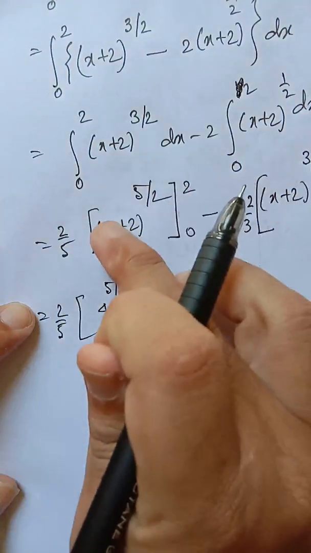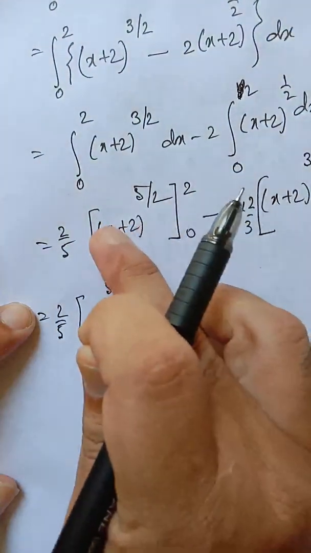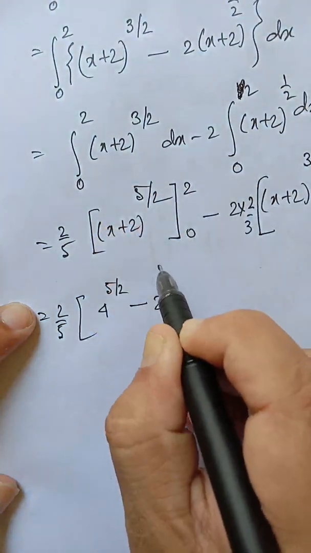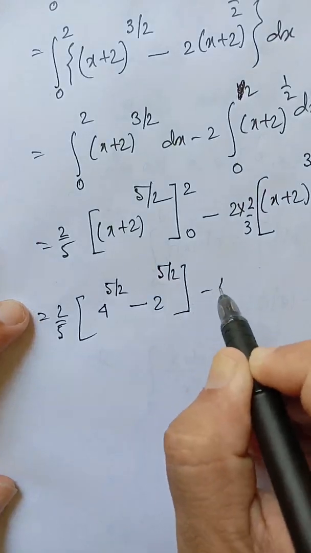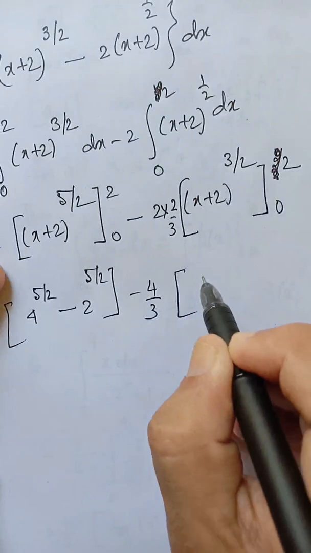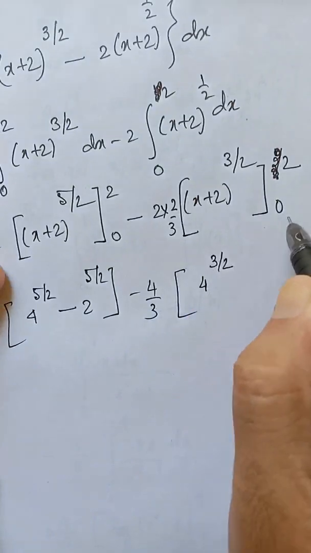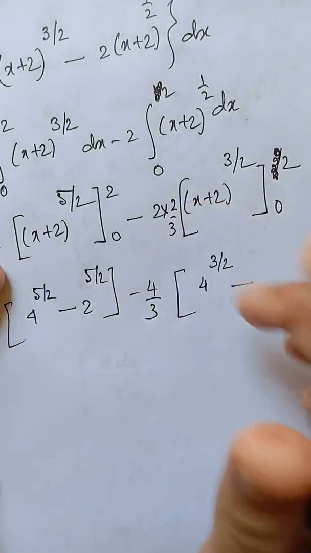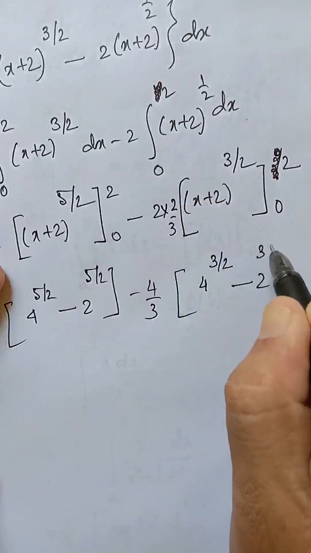First we will put x equal to 2, minus, we will put x equal to 0. It will be 2 to the power 5 by 2 minus 4 by 3 into, first we will put x equal to 2, it will be 4 to the power 3 by 2. Next minus, we will put x equal to 0, so it will be 2 to the power 3 by 2.